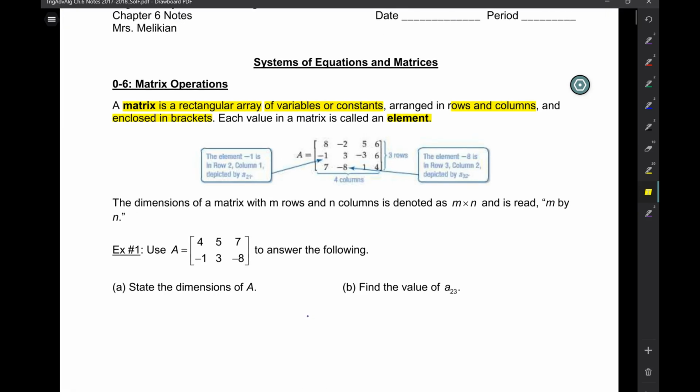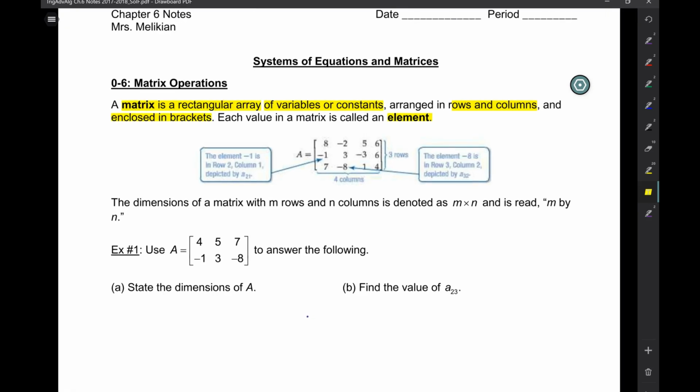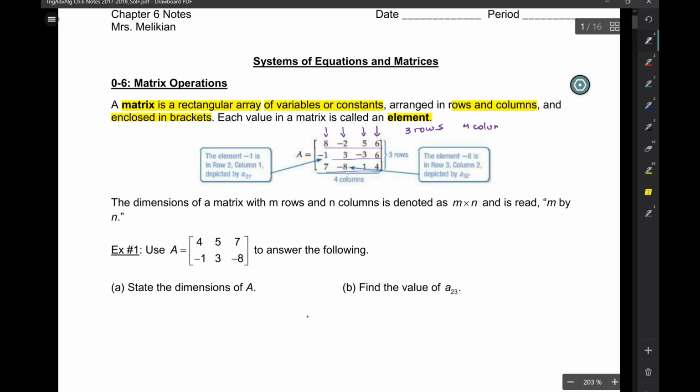So let's take a look at this matrix here. Let's take a look at the rows and the columns. This is one row. This is another row. And this is another row. So how many rows in total? This one has 3 rows. And each one of these is a column. Column 1, column 2, column 3, column 4, right? So 3 rows, 4 columns.